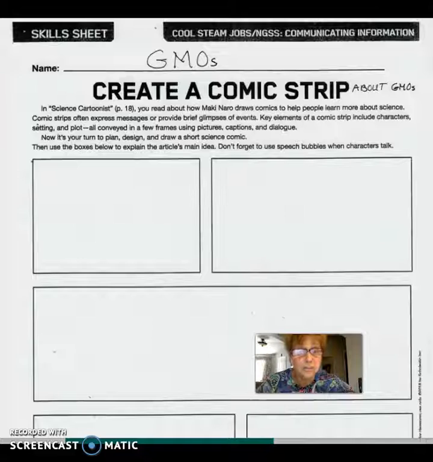Well, I hope this clears up any misconceptions that you didn't know what you were doing, and now you do. All right, I look forward to seeing your comic strips. Many people have passed them in already, and they are wonderful. They're fantastic.